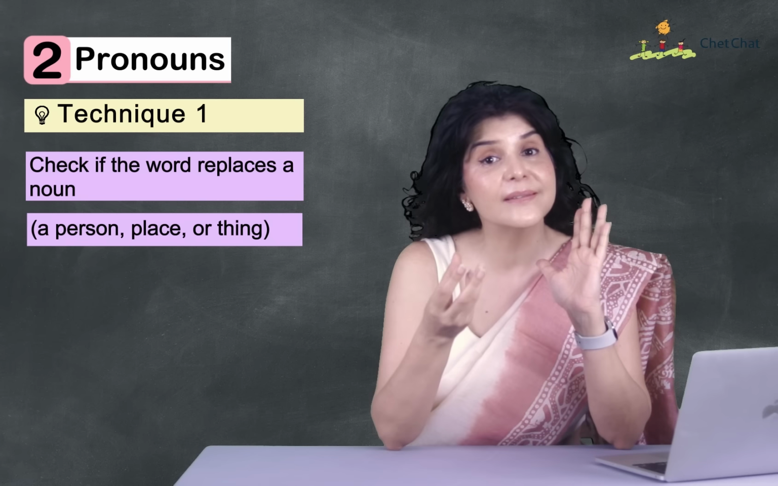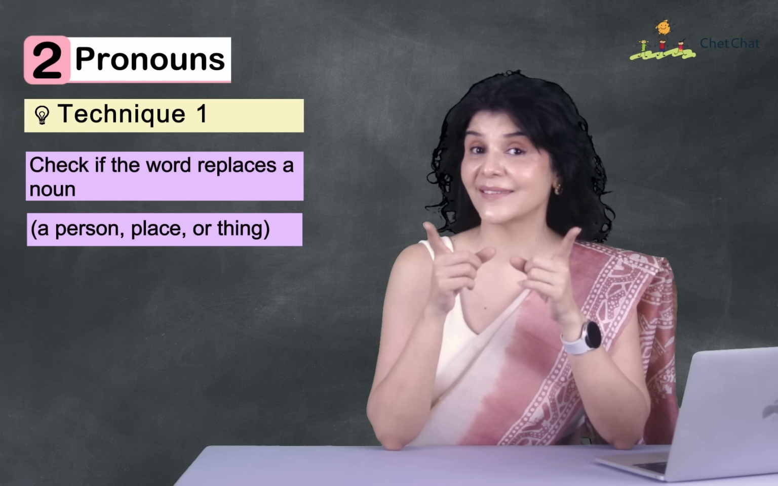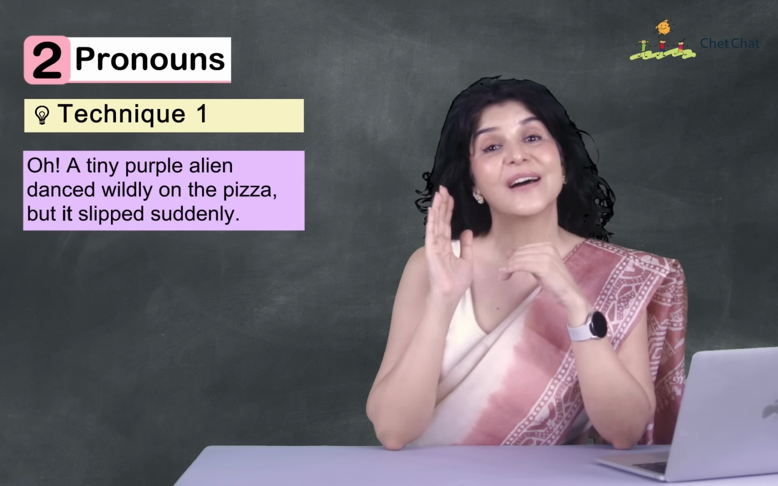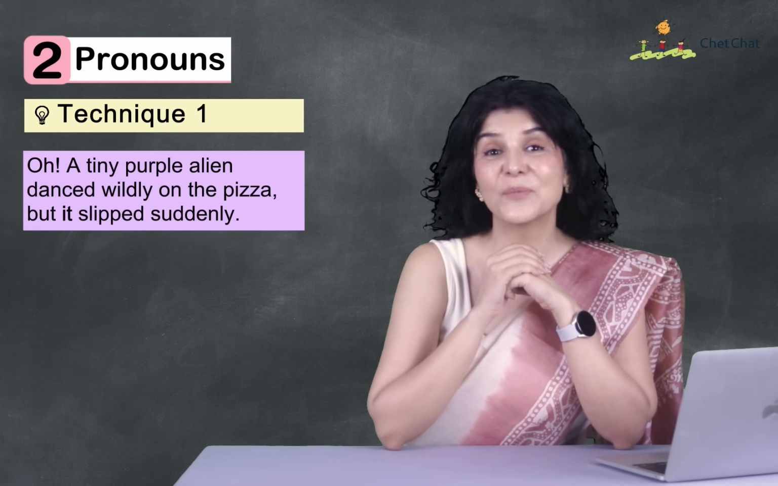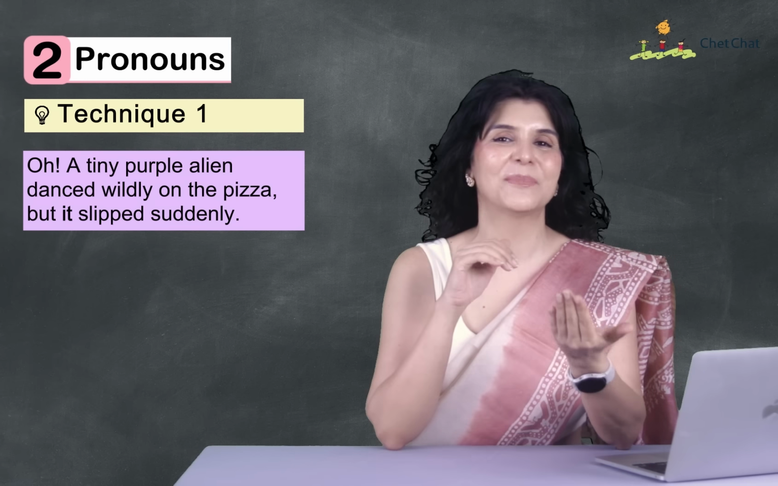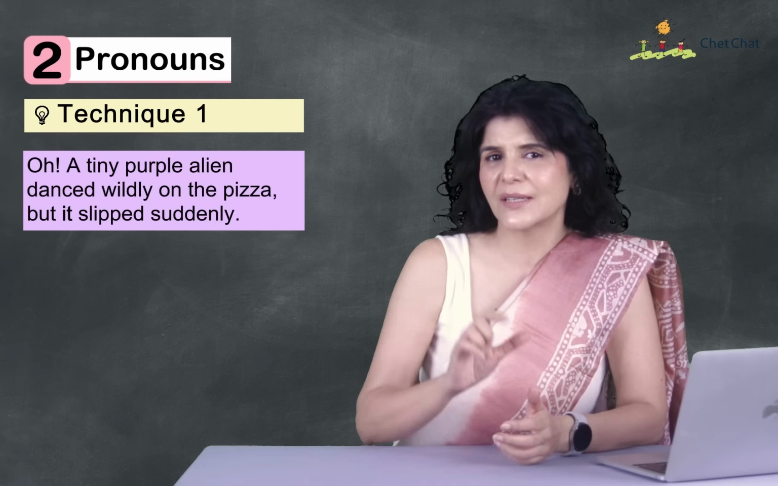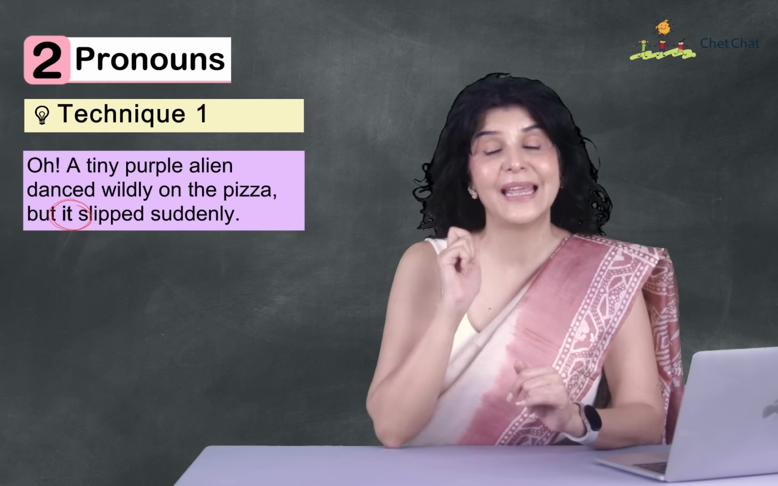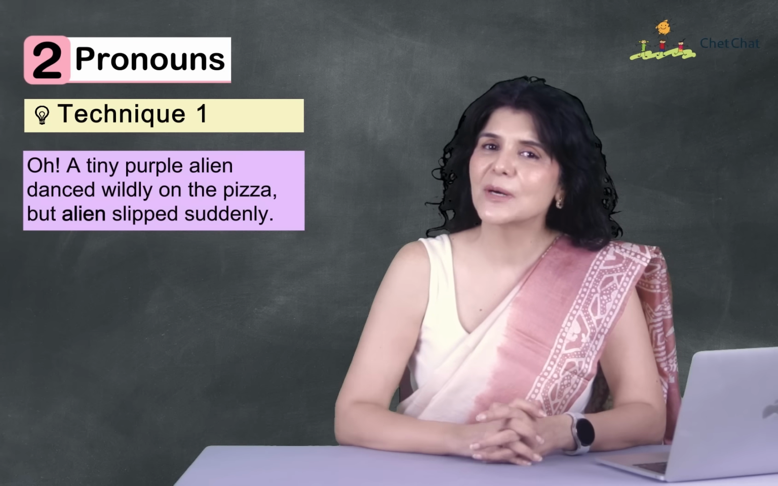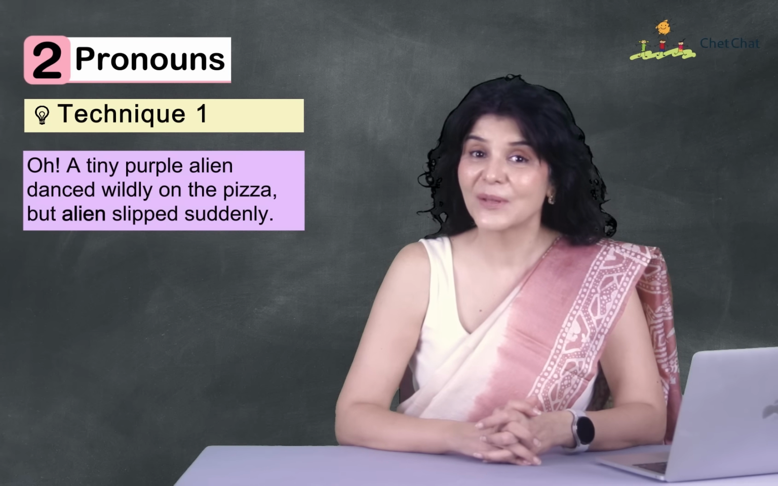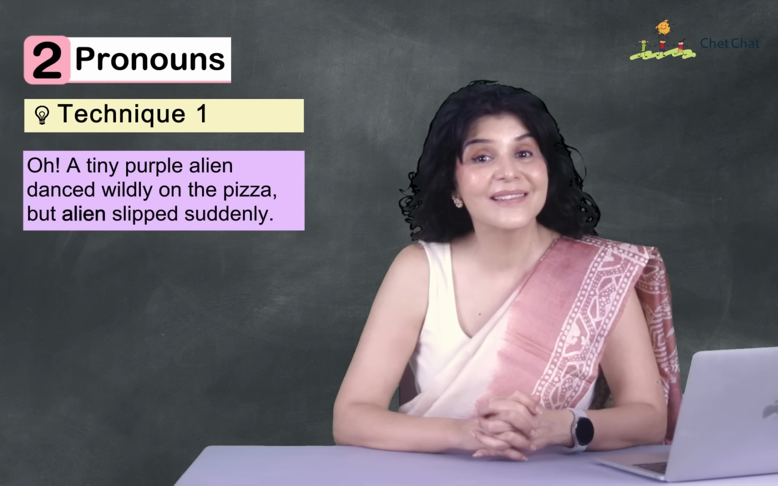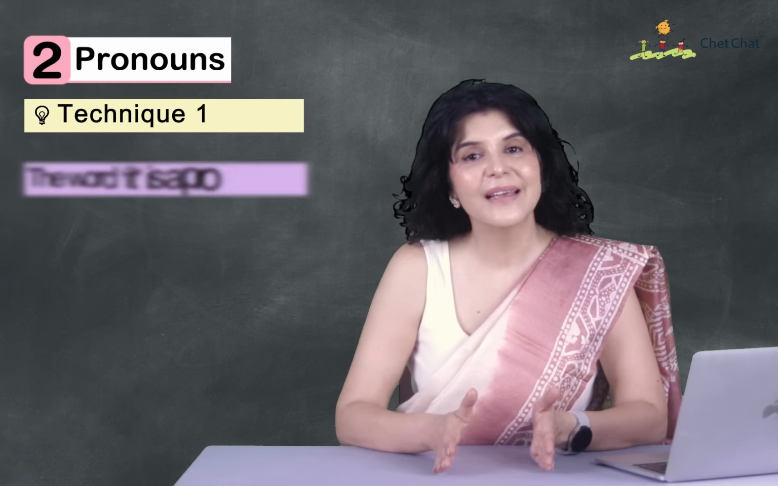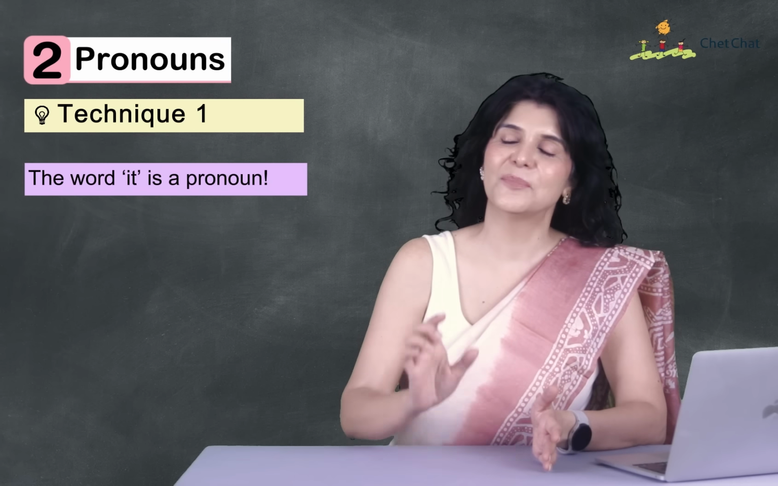Can you replace it with a noun? If yes, then it's likely a pronoun. Try this sentence. Oh, a tiny purple alien danced wildly on the pizza, but it slipped suddenly. We have a doubt that the word it is a pronoun. So let's try to replace it with the alien. Oh, a tiny purple alien danced wildly on the pizza, but the alien slipped suddenly. Yes, we can. And if it works, then the word it is a pronoun.